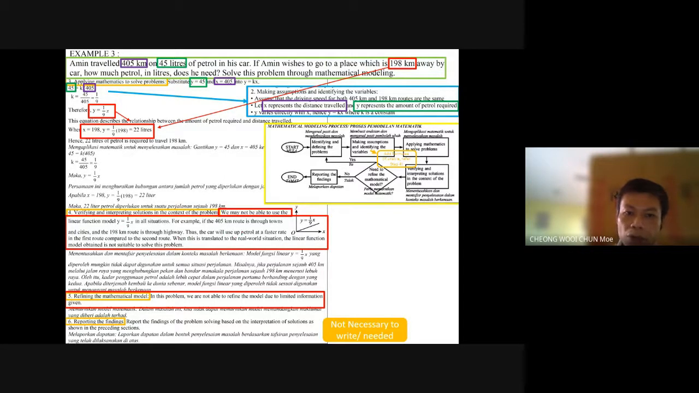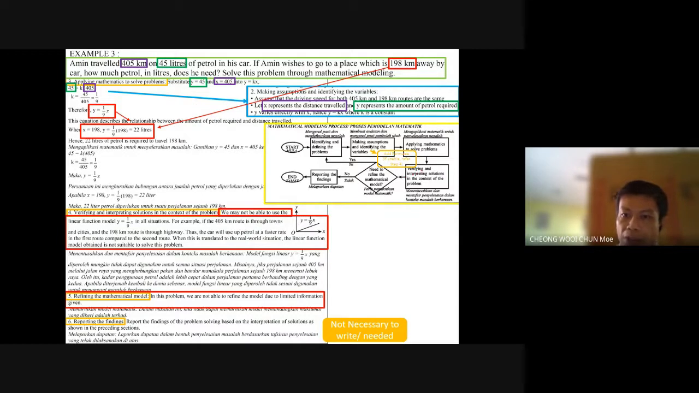So the car will use up petrol at a faster rate in the first route, that means the town and city, compared to the second route, that means the highway. When this is translated to the real world situation, the linear function model obtained is not suitable to solve this problem. From the graph, let's say I create the graph with x and y. Because there's no y-intercept, it starts at 0. It's a straight line graph. So y equals 1 over 9 x is this graph, but this graph is not suitable for a different situation. You only assume it's the same route, but the data given is not thorough enough. Is it the same route or not?